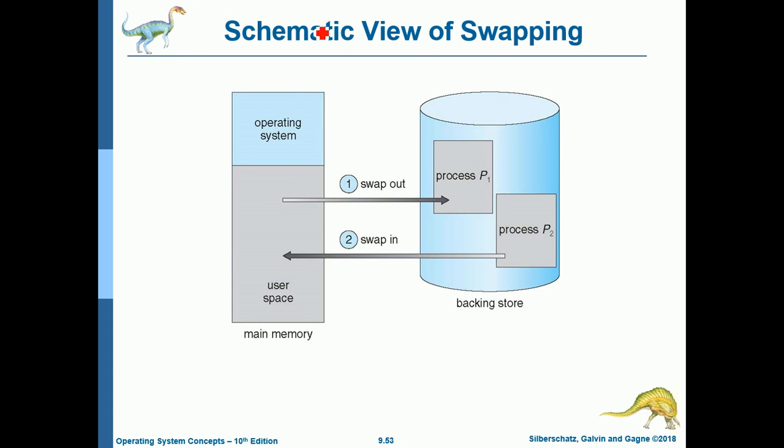This is the schematic view of swapping. Again, this is our main memory, a fixed logical address for the operating system, and then we have the user space. For example, process P sub 1 is inside the main memory, and process P sub 2 is to be swapped in. For a clear example, P sub 1 is you have opened the internet browser, and process P sub 2 is you're going to type a Word document, for example.